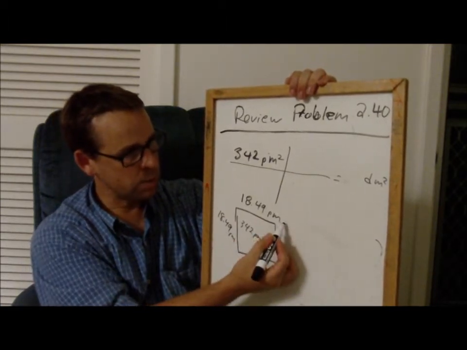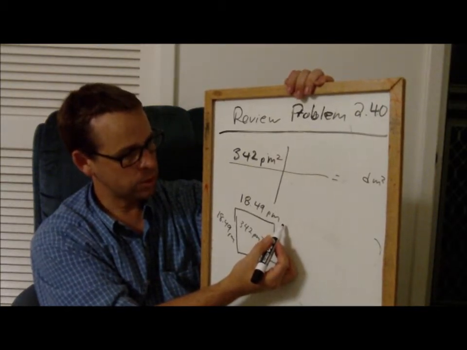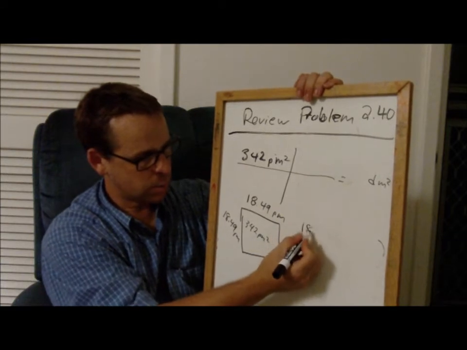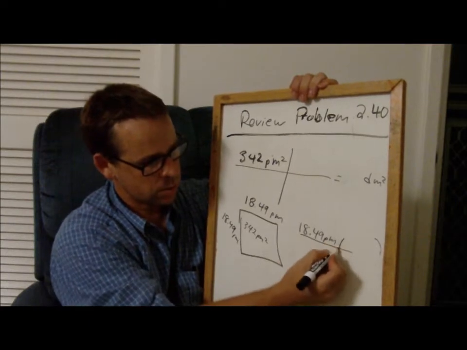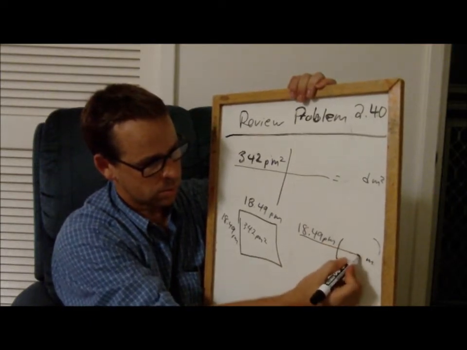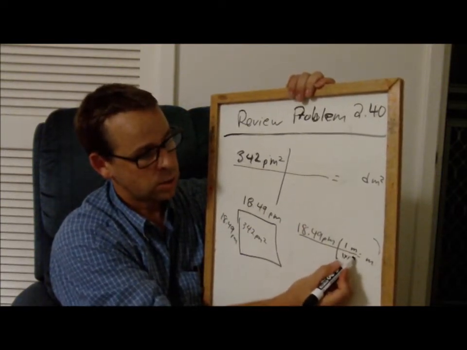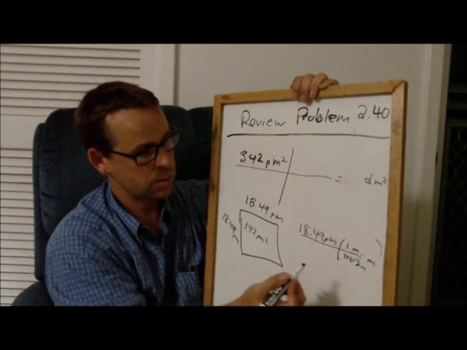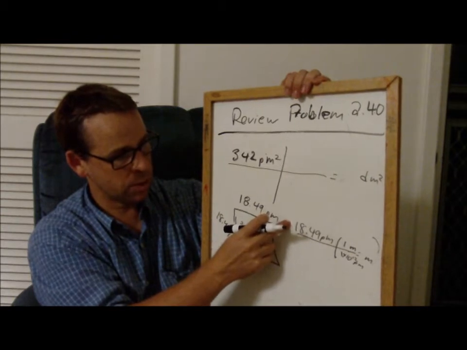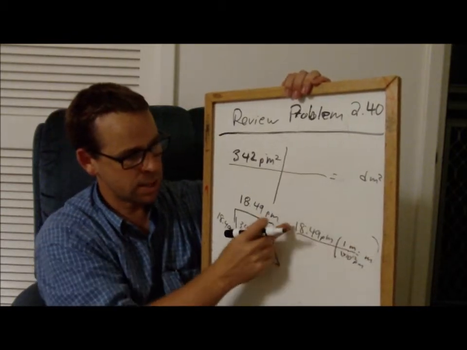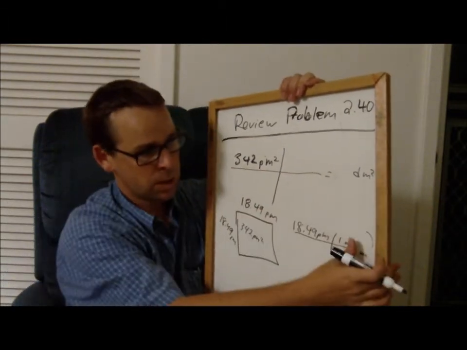Well, we can convert this picometers to meters first. So if we have 18.49 picometers and we want to convert it to meters, for every 1 meter, there's 1 times 10 to the 12th picometers. All right? So if we have 18.49 picometers, how many meters is that? It's 18.49 divided by 1 times 10 to the 12th. All right? And that would be how many meters.